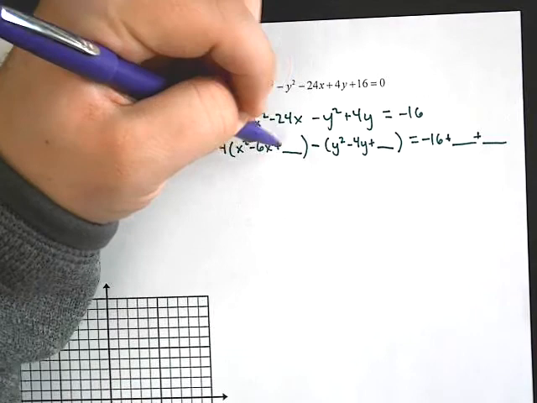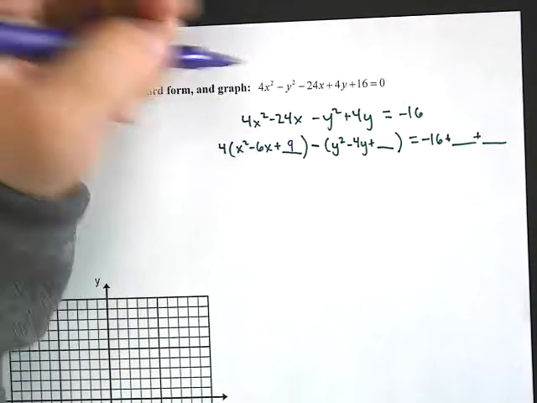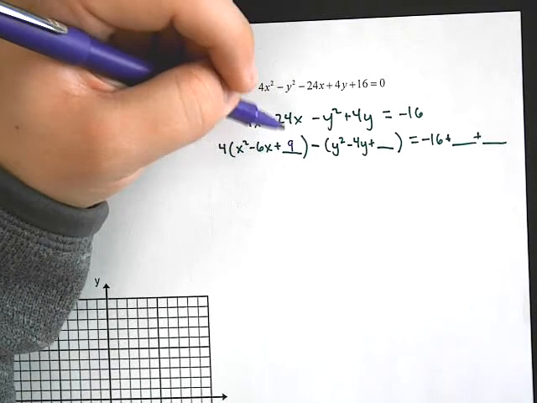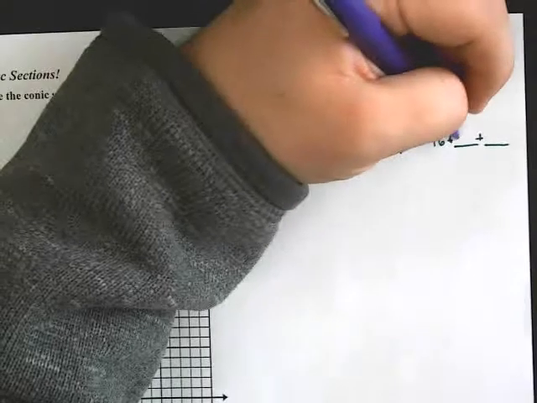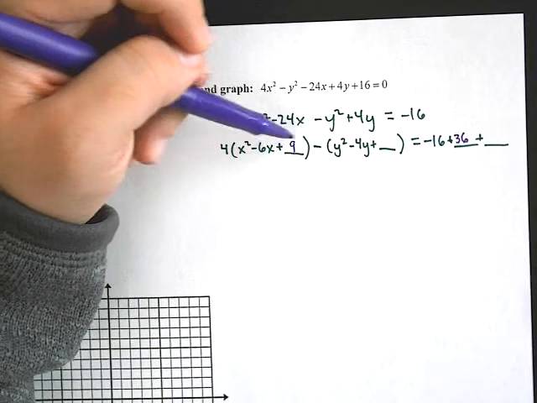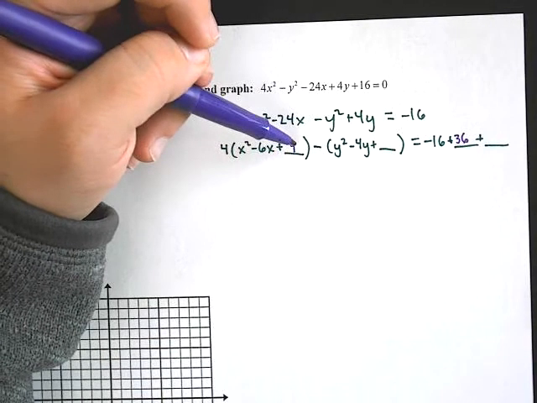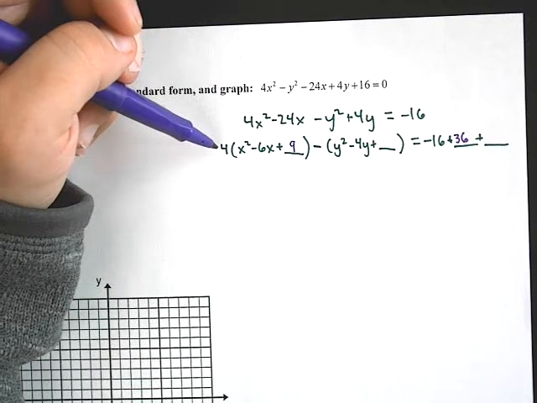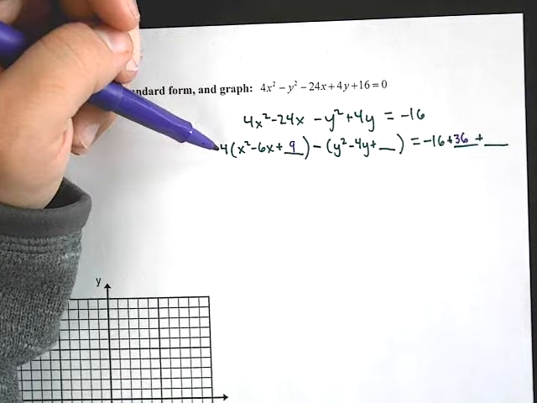Hopefully we're getting pretty good at this. I know that has to be a 9, right? Half of negative 6 is negative 3. Negative 3 squared is positive 9. The 9 times 4 is 36. Super important. You guys got to remember, this is not really a 9 being added. You're adding a 9, but that 9 has been multiplied by a 4. So that's really important.